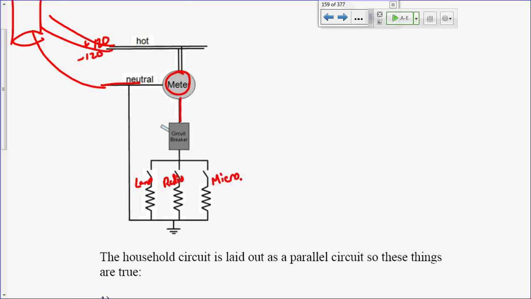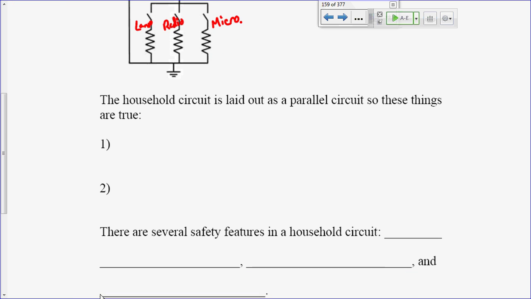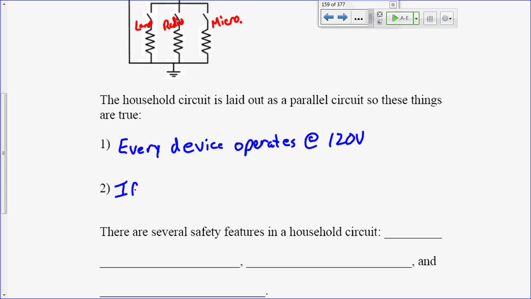Now, this household circuit is laid out in parallel for a couple of reasons. We've talked about this a bit. The first reason is so that everything operates at the same voltage. Every device operates at 120 volts. Whereas if things were in series, that wouldn't be the case. Some things would operate at one voltage and other things at another voltage, depending upon what was on at the time. So if you turned your toaster on, that would change the voltage for everything else in that circuit. The other reason is so that if you turn one device off, everything else doesn't go off.